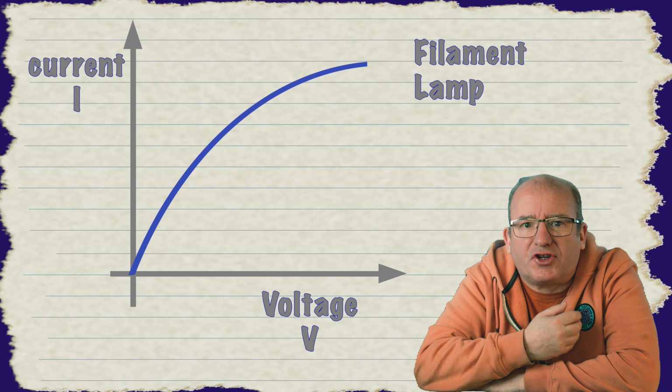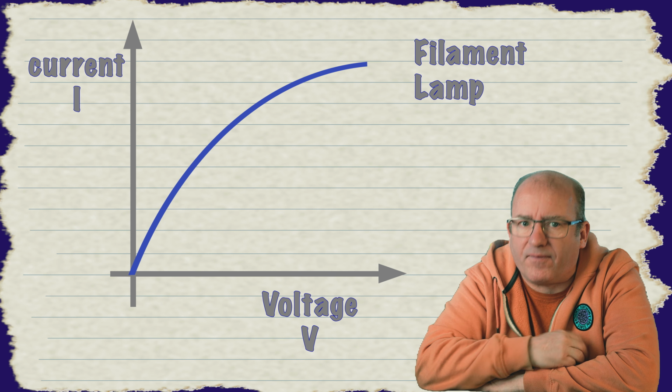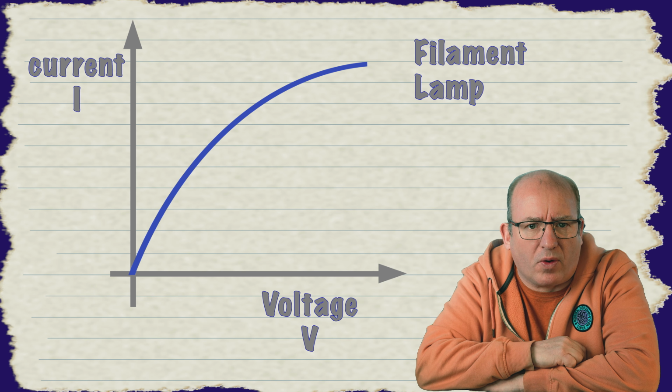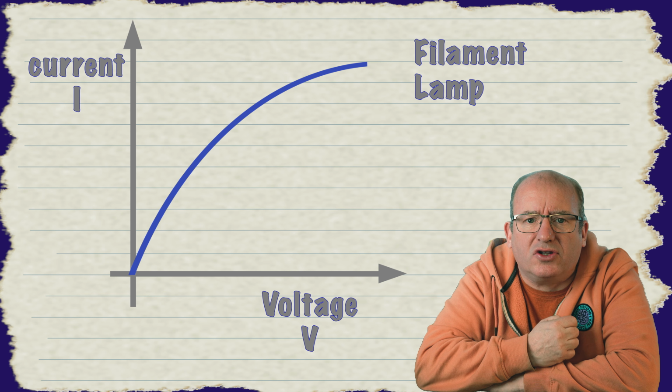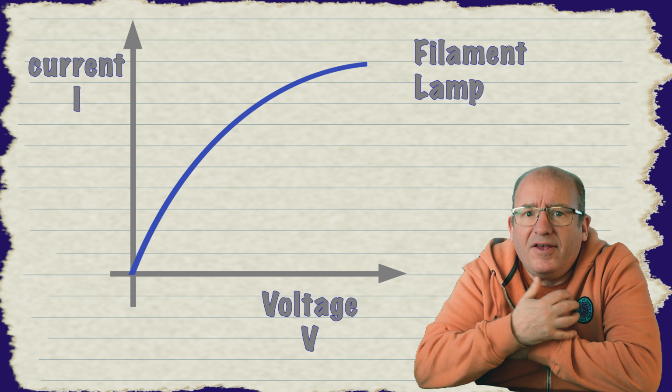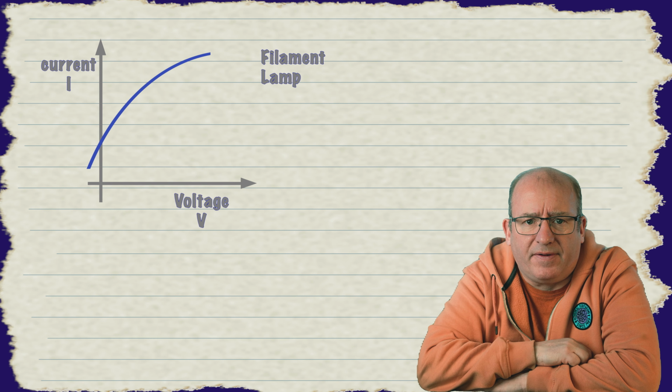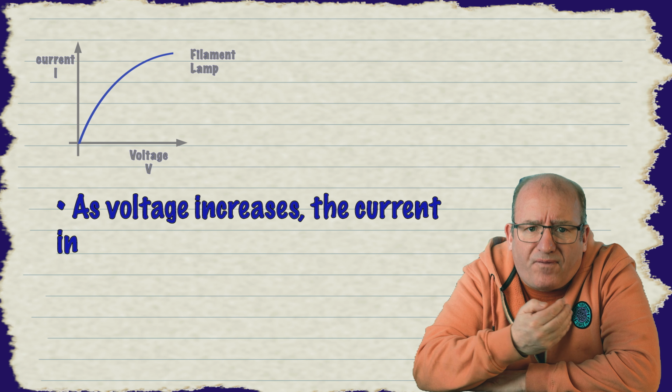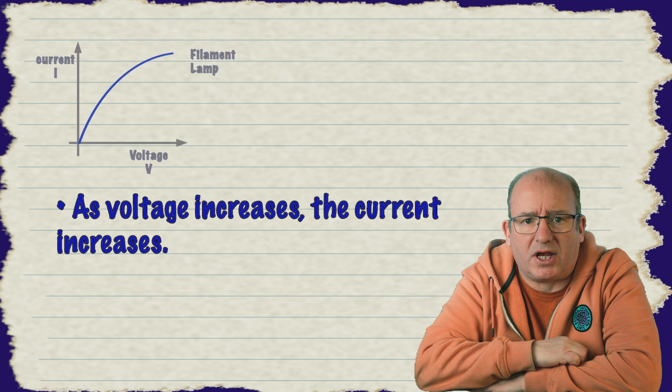If we were asked to describe the relationship shown in the graph, which is a pretty common type of exam question, then we would have to first start off with the most obvious thing, and students do often miss this out. The most obvious thing is that as voltage increases, the current increases.